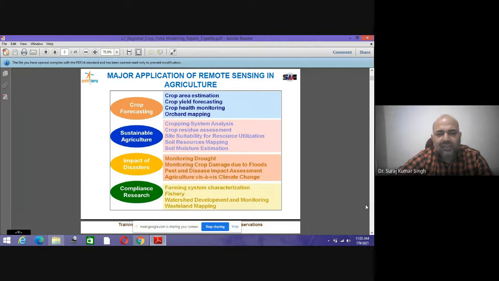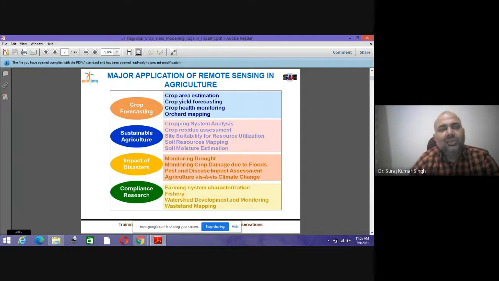So what are the important parameters or findings that we'll be using? We'll be using remote sensing and GIS for crop forecasting. That includes crop area estimation, for example by the Indian Council of Agricultural Research. The government of India wants to see the cropping pattern. What is the expected crop production that we are going to have this year in this cropping season? How can that be modeled and predicted prior to harvest?